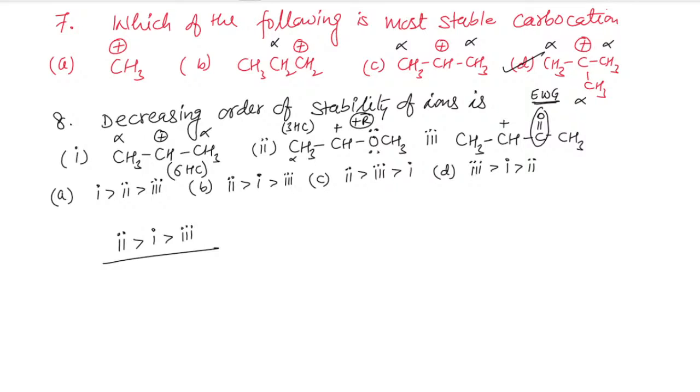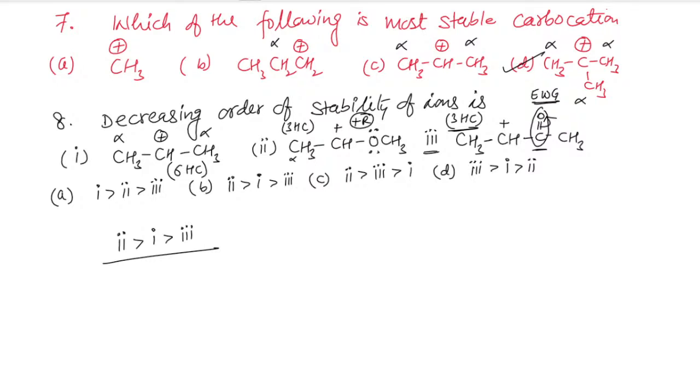Because an electron releasing group increases the stability of carbocation and an electron withdrawing group decreases the stability of carbocation. So there are 3 hyperconjugated structures from one side in third, but on the other side there is an electron withdrawing group. That's why the stability of carbocation decreases. Okay, so obviously second is more stable than first.